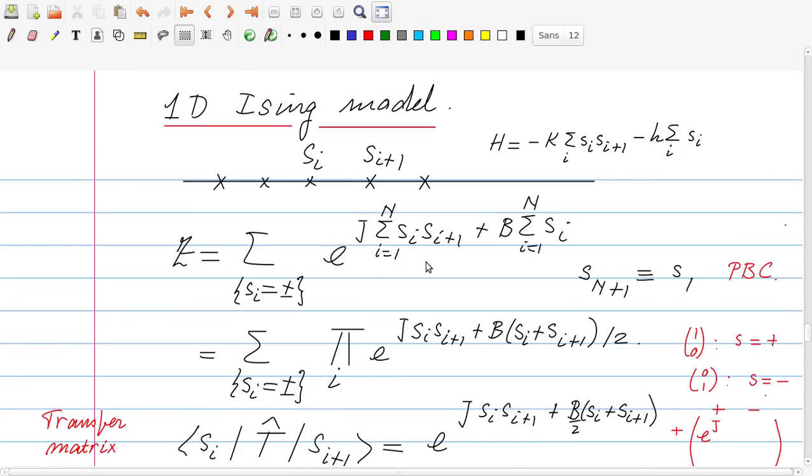It is given by this expression where I have used a particular notation. J is the same as beta k, so that's k divided by k_B T, and the B contains the magnetic field, little h, and so this is h divided by k_B T. So this is my partition function. Here is my Hamiltonian multiplied by minus beta, and I have to sum over all the possible configurations of pluses and minuses along the chain.